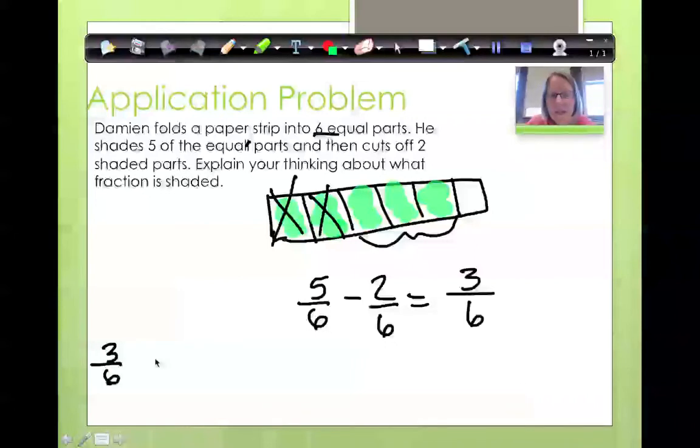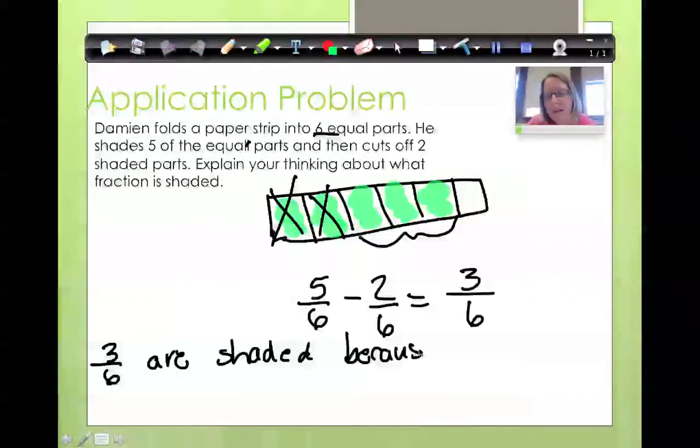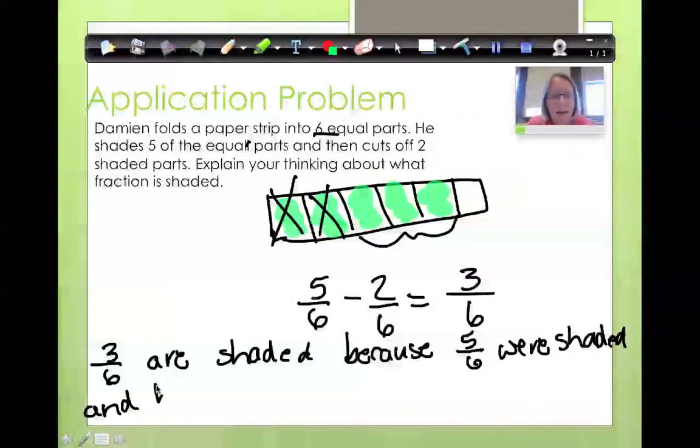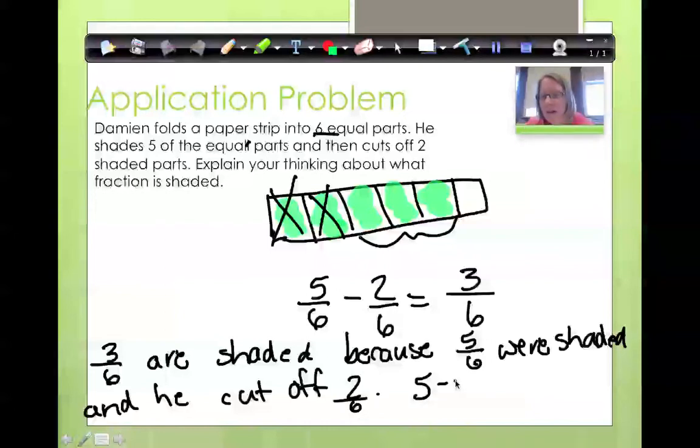3/6 are shaded because 5/6 were shaded and he cut off 2/6. We cut off 2/6. 5 take away 2 equals 3. Great. That's all we have to say. Okay, moving on.